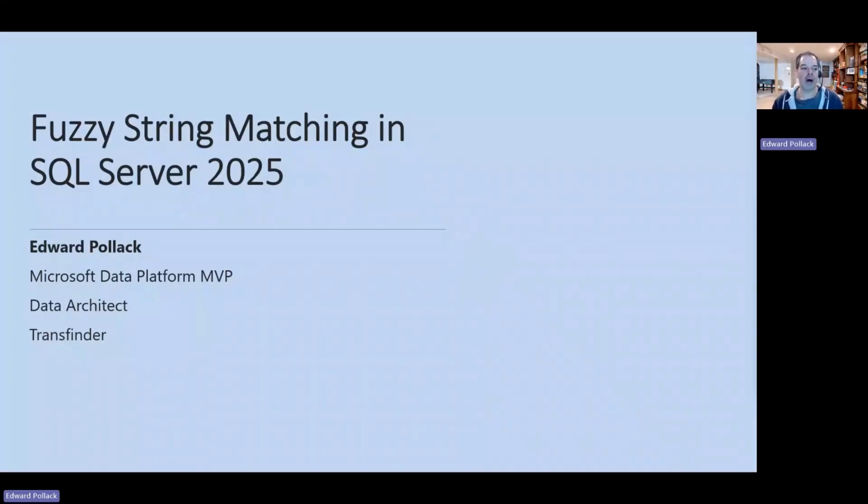I love lightning talks and blasting through things quickly. Here we're going to talk about some new functionality in SQL Server 2025 and Azure SQL Database, fuzzy string matching functions.